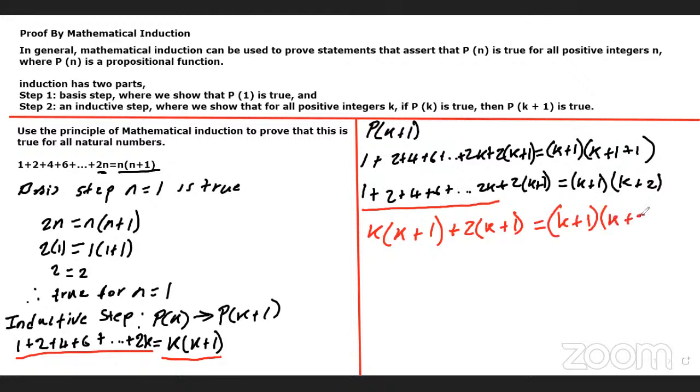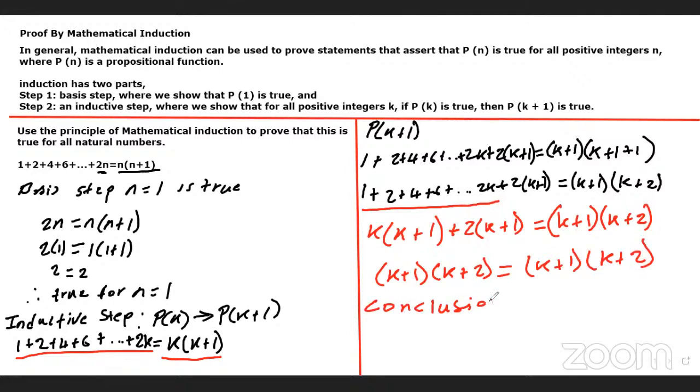Now if you notice, in these two brackets we have the same thing, that's k plus 1. If you remember from your quadratic equation class, you just write down one of them, k plus 1, and then what is outside, that's k plus 2. If we notice now, both sides are looking the same, and so this proof is true. We can conclude that this is true for all natural numbers.